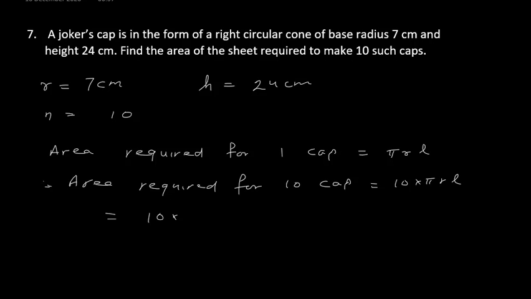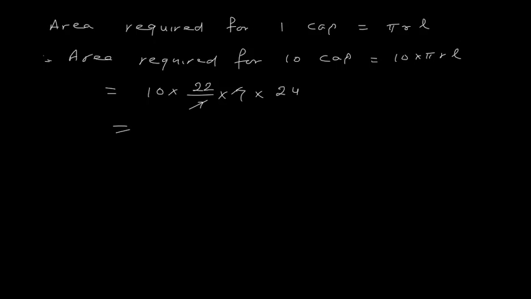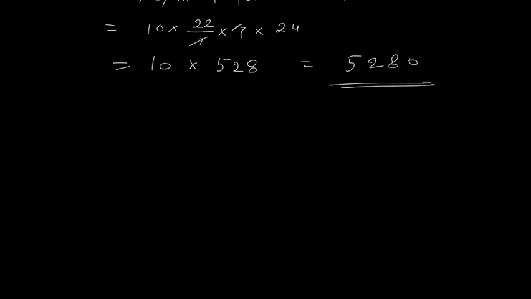So this will give me 10 into pi, which is 22 divided by 7, into R, the radius, which is 7, into L, which is 24. So this 7 will cancel. So 10 into 22 into 24. You can calculate 22 into 24 like this: 4 times 22 is 88, so you write 8 and carry 8, then 2 times 24 is 48 plus 8 is 56... so this is 5280. This is the area required for the caps. Now everything is in centimeters, so 5280 centimeters square.